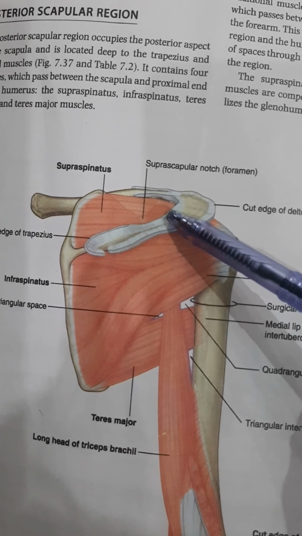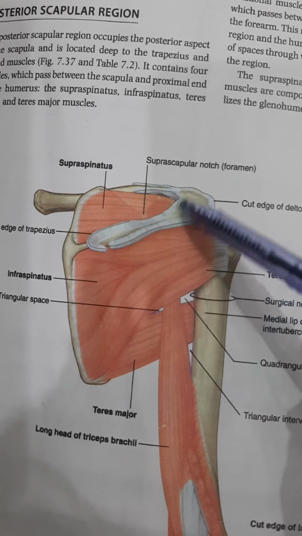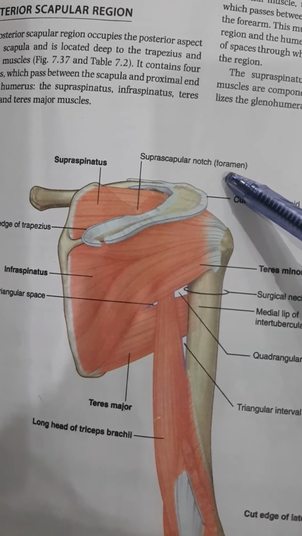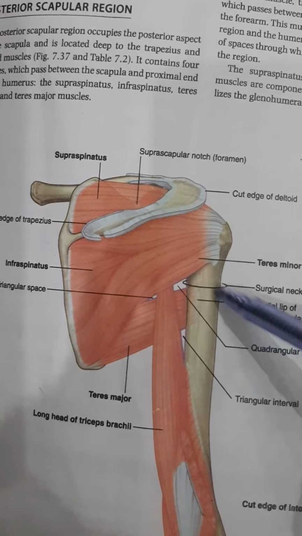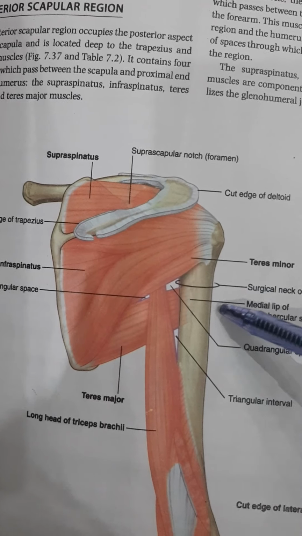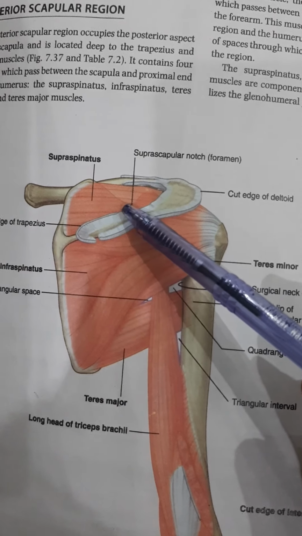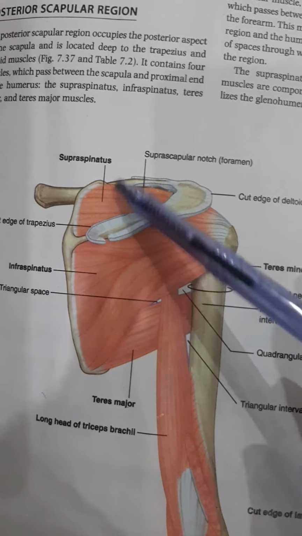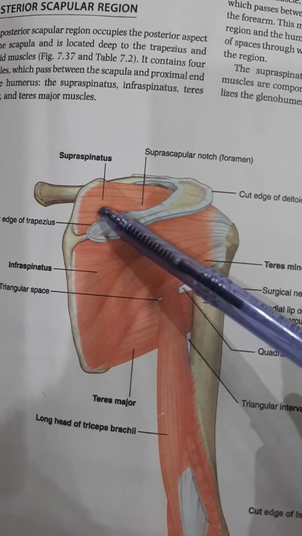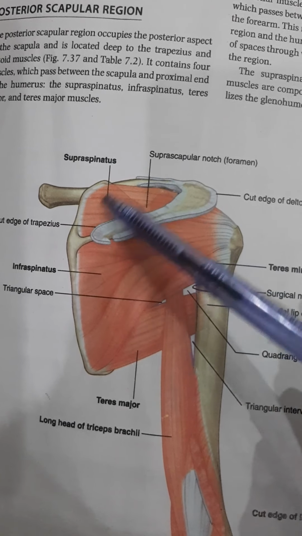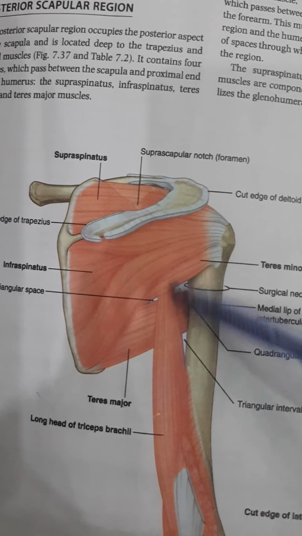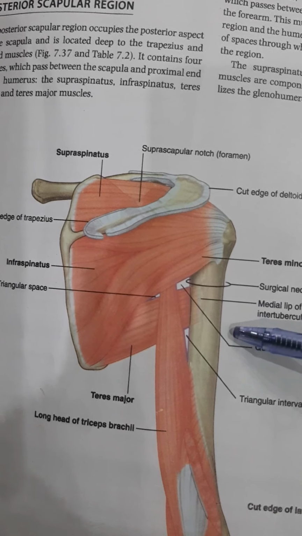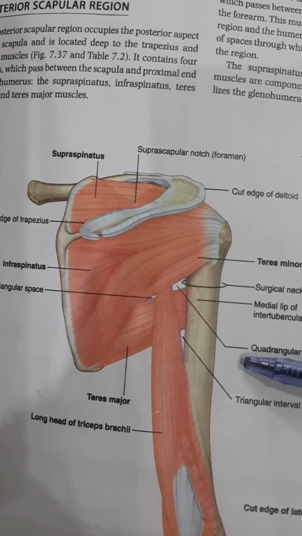Supraspinatus causes initiation of the abduction of the arm to 15 degrees at the glenohumeral joint. The first 15 degrees of abduction is assisted by the supraspinatus muscle. If this muscle is weakened, or as it most commonly gets torn in rotator cuff injuries, then the patient has difficulty in initiation of the abduction, especially in the first 15 degrees.